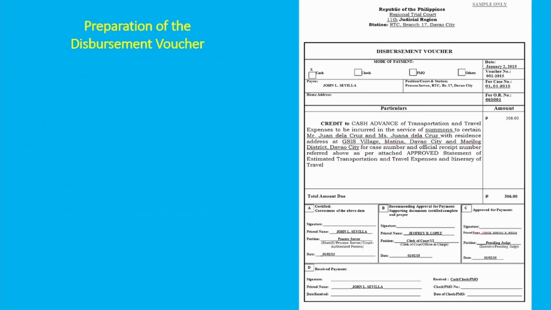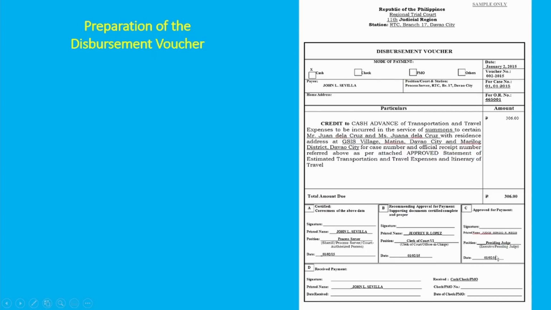Okay, so preparation of the disbursement voucher. It's the credit to cash advance. So it's a cash advance. It should be prepared by the sheriff or process server, and the attachments should be reviewed by the branch clerk of court, or the clerk of court if the sheriff or process server is from the OCC. It should be approved by the presiding judge for a single sala, or the EJ.